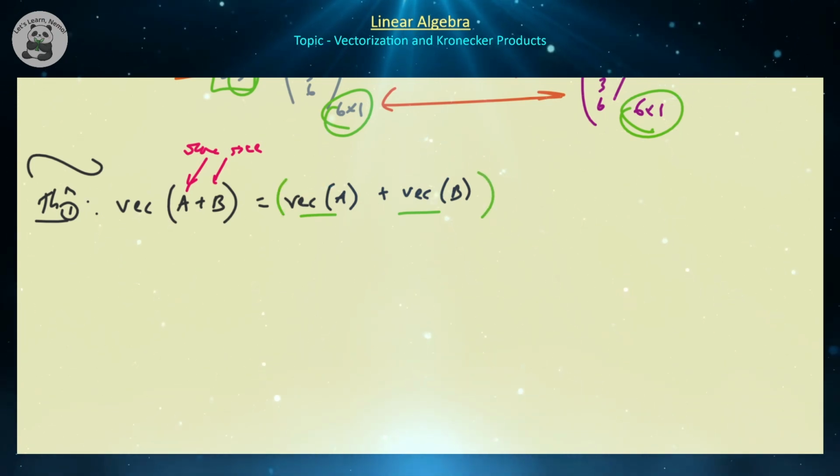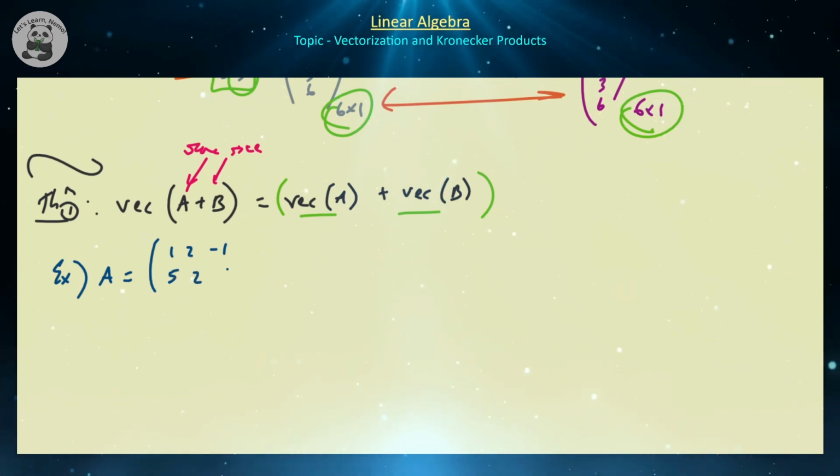Okay, so let's just illustrate this with a nice example. Suppose we have A is equal to 1, 2, minus 1, 5, 2, and 1.